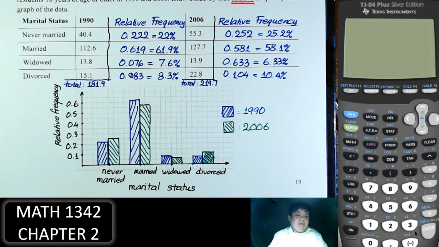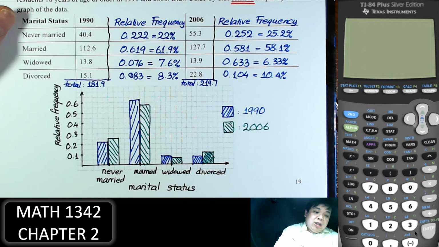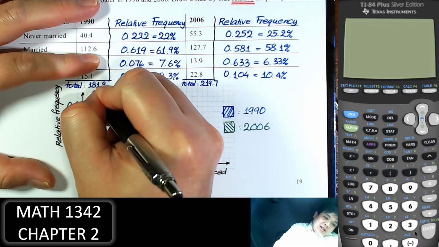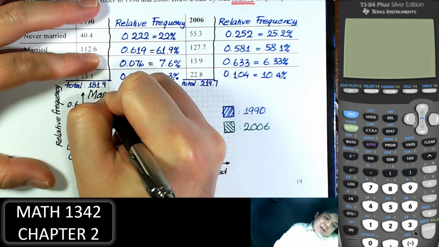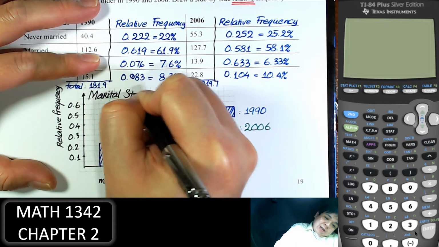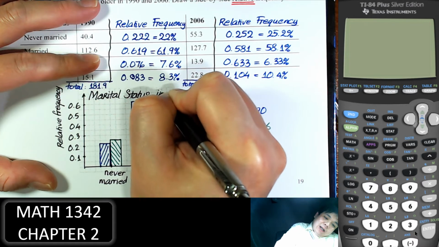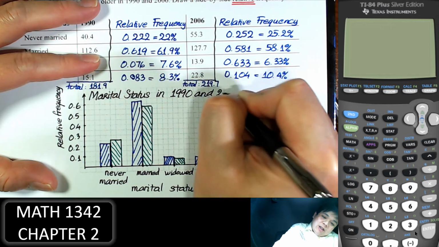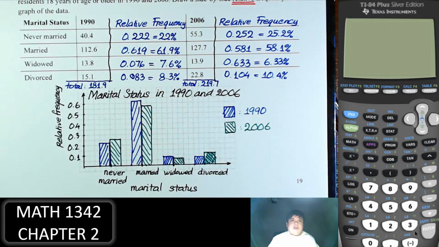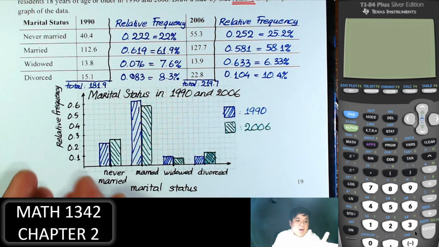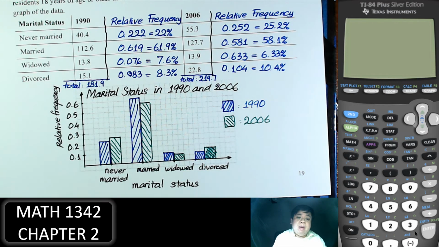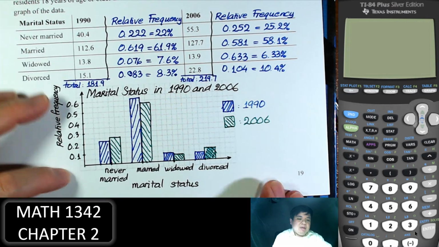And finally, the label. So this is marital status in 1990 and 2006. Right, so that is a side-by-side bar graph. So just a bunch of bars, there will be space between them. The categories we can scramble, it doesn't really matter. But yeah, just have the label and everything.